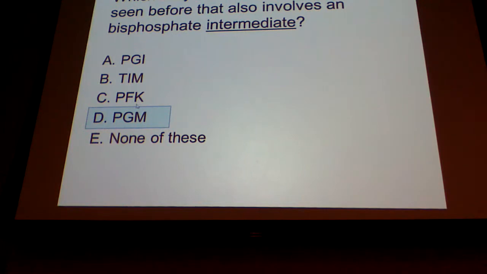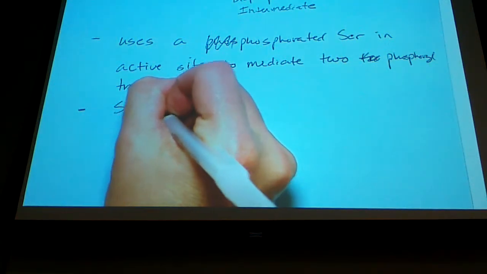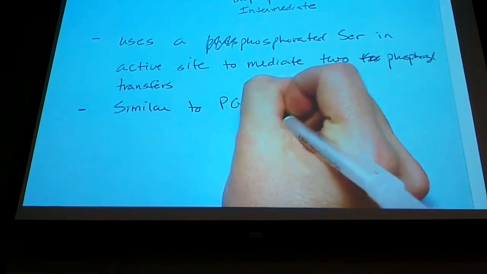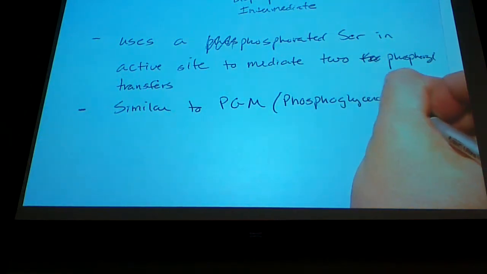So that was when you had your 3-phosphoglycerate and you had to convert it to a 2-phosphoglycerate, and it was done via a 2,3-bisphosphate intermediate. And what was your phosphorylated side chain? It wasn't serine. It was histidine. Same idea, exact same mechanism. Yeah, you have to have it all memorized. So this is similar to PGM, which is the phosphoglycerate mutase.